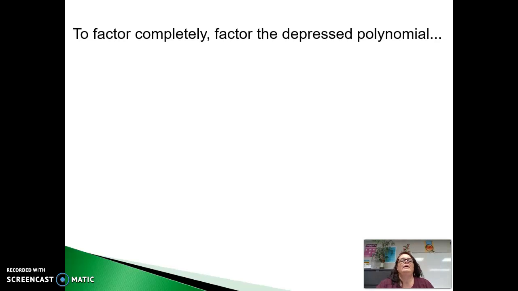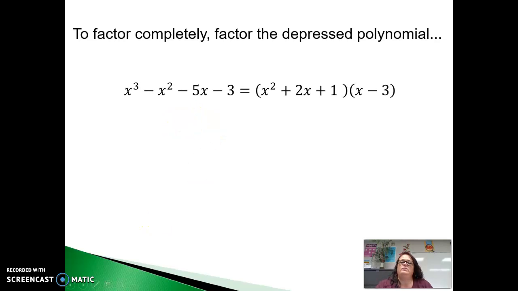All right, so to factor completely, we can factor what's called the depressed polynomial. So when we did that problem, we ended up with x minus 3 times x squared plus 2x plus 1. Okay, so it doesn't matter if I put the x minus 3 in the front or the back. So this squared right down here is down 1 from 3. And when you're depressed, you feel down, right? So this is called your depressed polynomial.